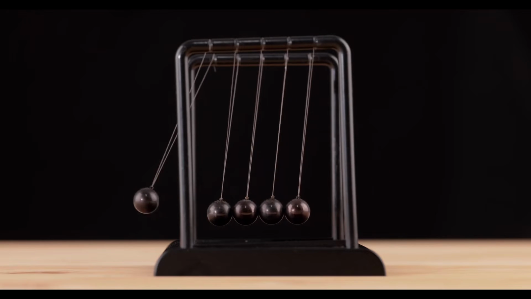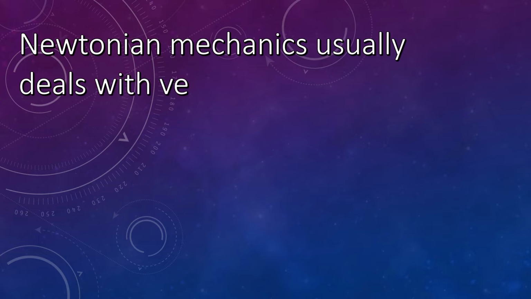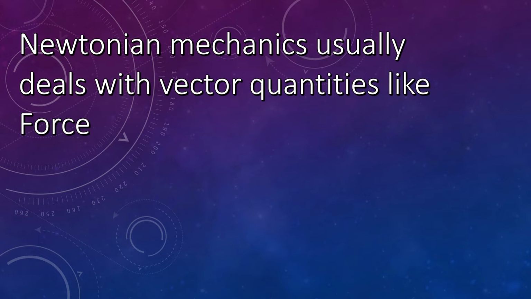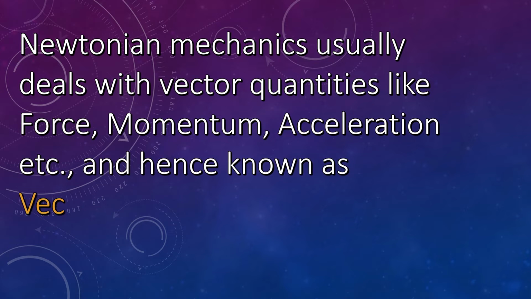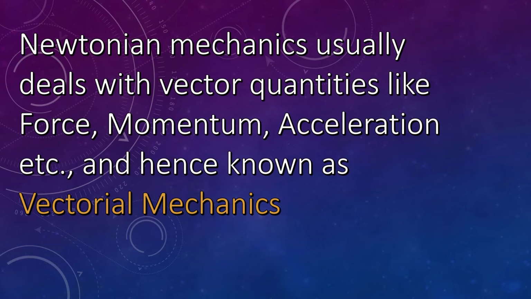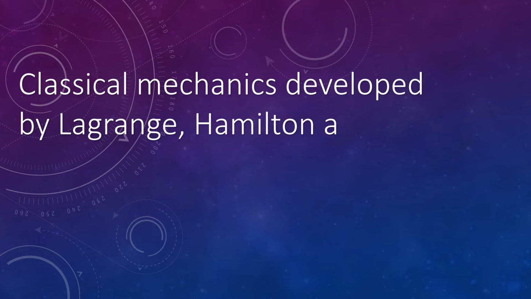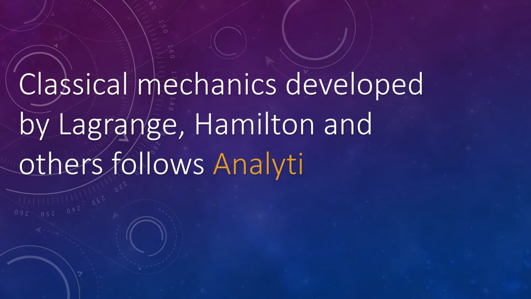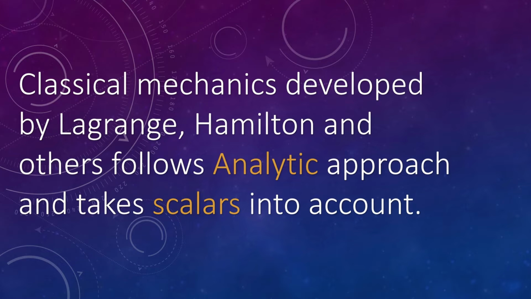is from the mechanics developed by Newton. Newton's mechanics, also known as Newtonian mechanics, usually deals with vector quantities, the vector quantities like force, momentum, acceleration, and it is also known as vectorial mechanics. While the classical mechanics developed by Lagrange, Hamilton and others mostly take into account scalars. So we will deal mostly with scalars in classical mechanics. We will see how to approach a given problem using scalars.